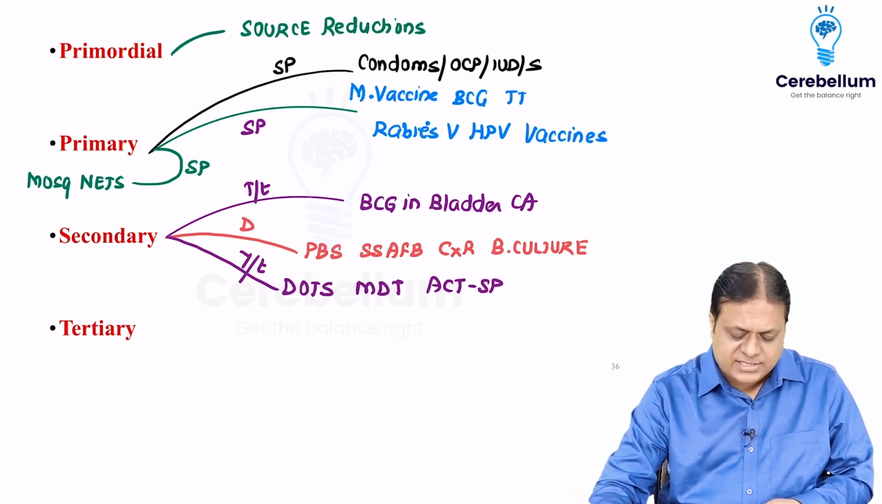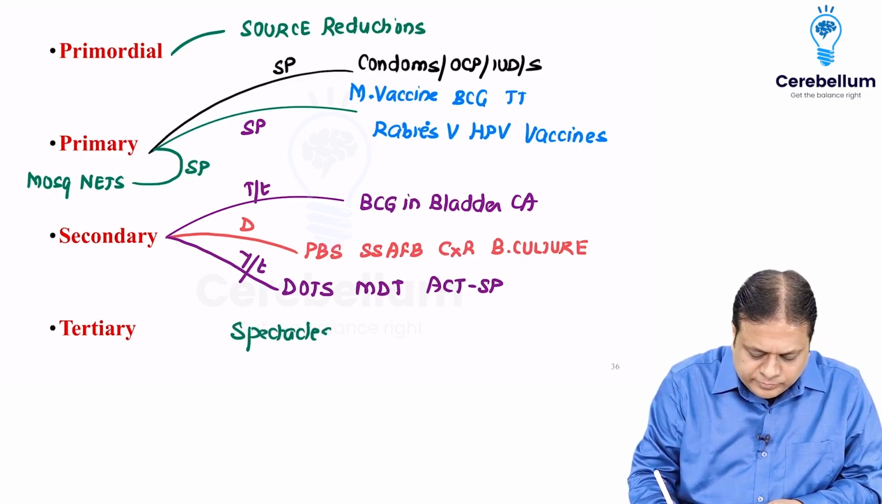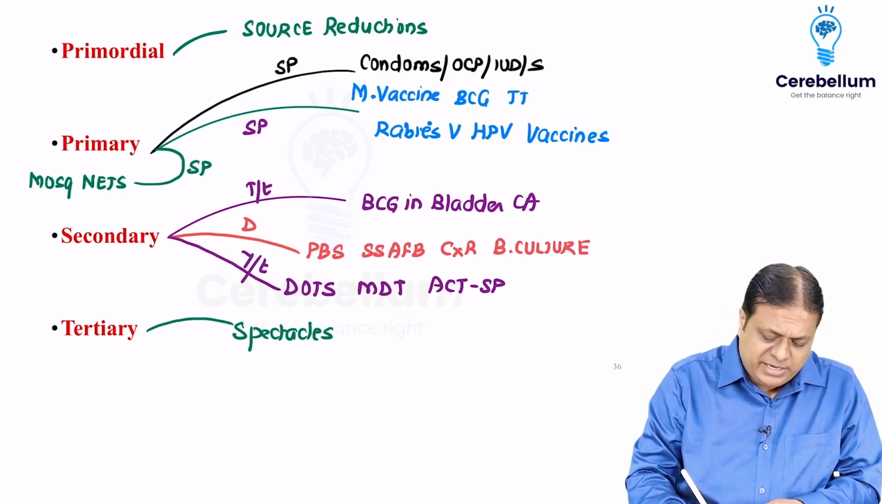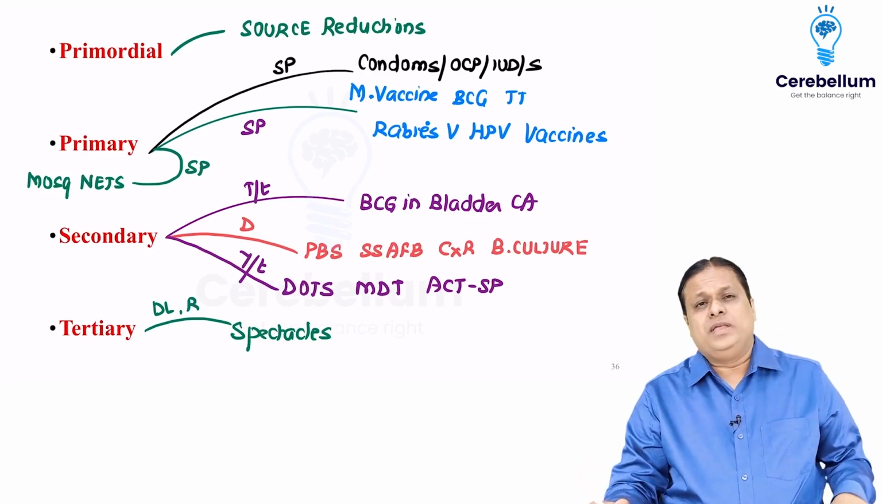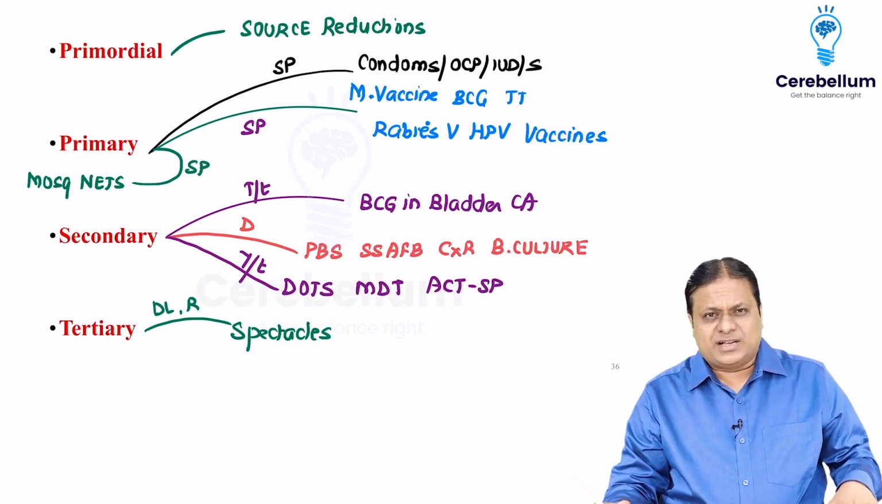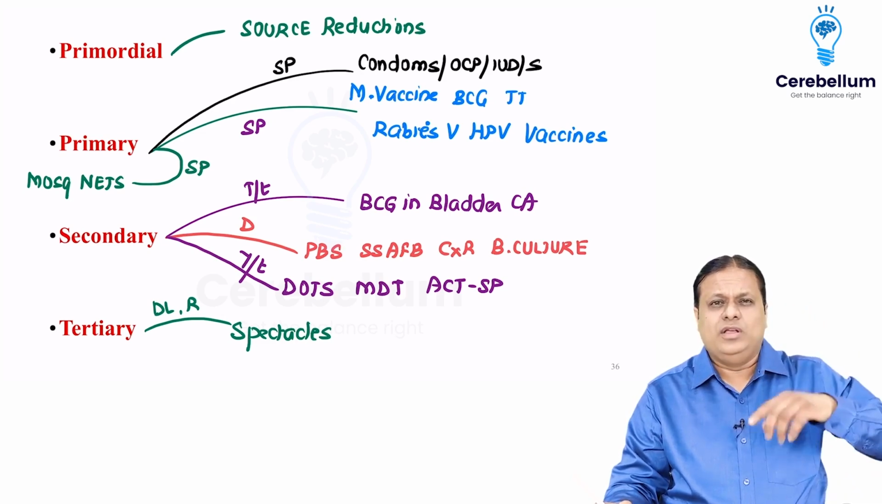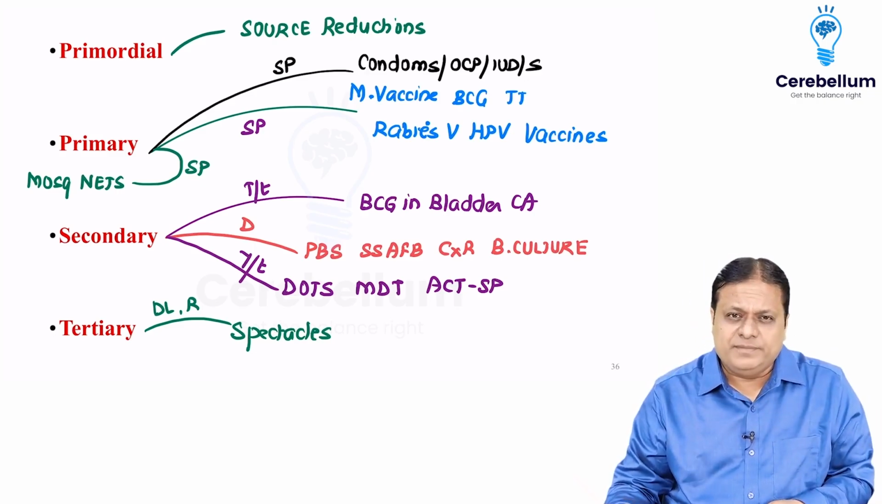Spectacles are, yes, tertiary level of prevention. Spectacles provide disability limitation also, rehabilitation also. Please remember, disability limitation never occurs alone. If it is occurring, because spectacles is stabilizing your visual acuity number, it will not fall. Automatic visual rehabilitation will come. You can see each alphabet clearly.